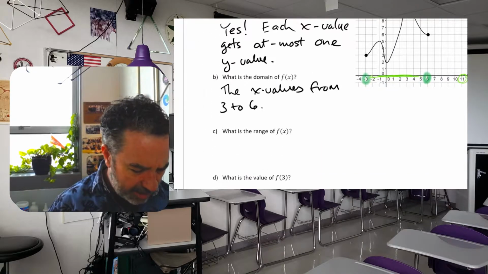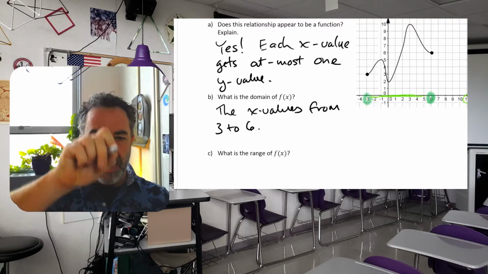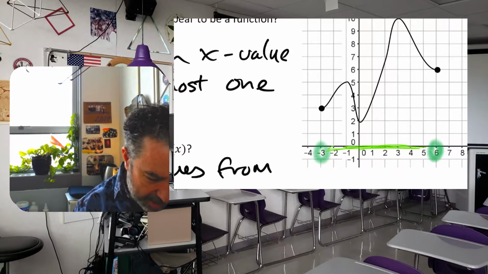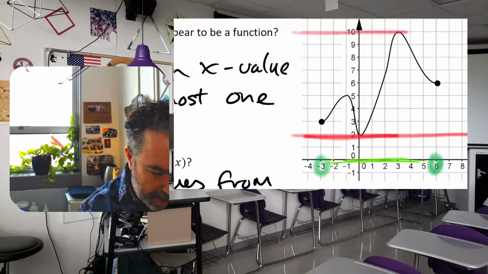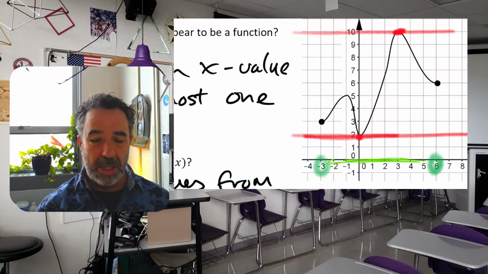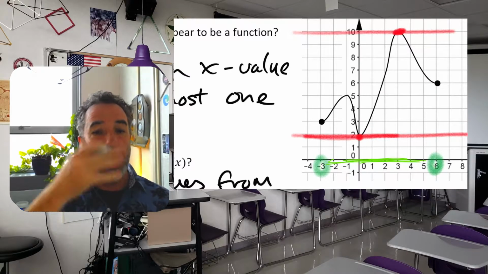The other thing that it asks you is, what's the range of this function? The range are those possible outputs I can get. If I look at this closely, I could see that the smallest output I can get for this function looks like it's about 2. And the biggest output I can get, way up here, is 10. So what can I get out of it? I can get everything from 2 up to 10.